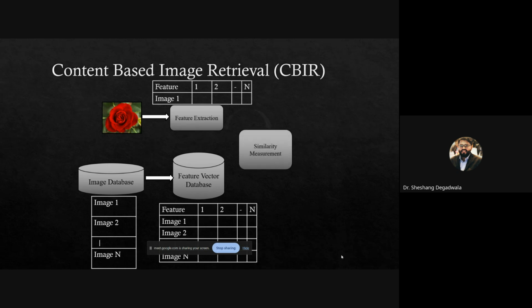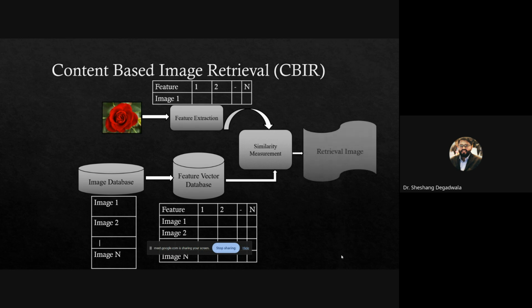Now you apply the similarity measurement. For similarity measurement, you are using the Euclidean distance, and you are also using the Manhattan distance. These are the two distances you are using to find the similarity. If it comes very small, means you take this image as a retrieval image. This is totally a mathematical concept.